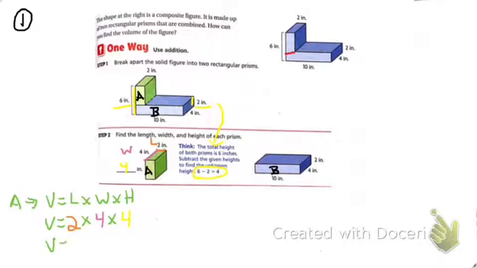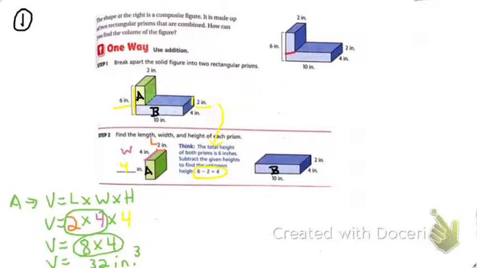Okay, so now I'm going to bring down my V for volume, and I will multiply 2 times 4 equals 8, times 4, and 8 times 4 equals 32. My unit is inches, and since it's volume, I'm multiplying 3 things, therefore it will be cubed, so it's inches with that little 3 for inches cubed. So the volume of figure A is 32 inches cubed.